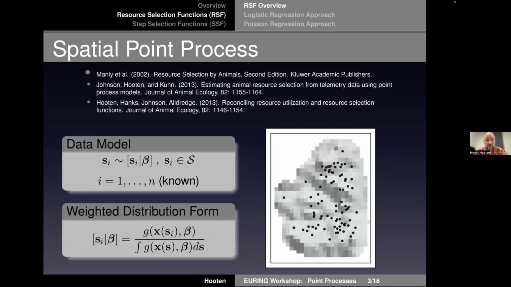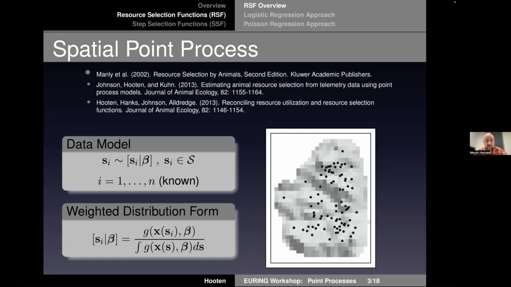In the traditional resource selection world, you could use a weighted distribution form of a point process model that looks like this. So now we're defining the probability distribution for the random vector S as some function G, that's called the resource selection function, over the integral of that function in space. So just integrate that function in space so that G integrates to 1 over the spatial domain of interest. And that just makes it a valid probability distribution. So you can pick any positive or non-negative function G that you want.